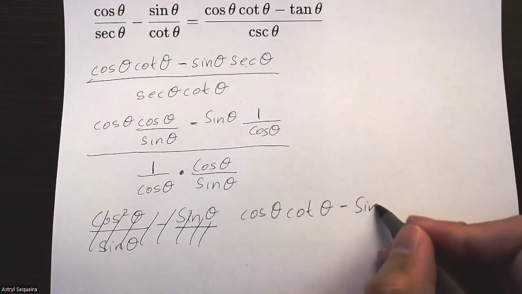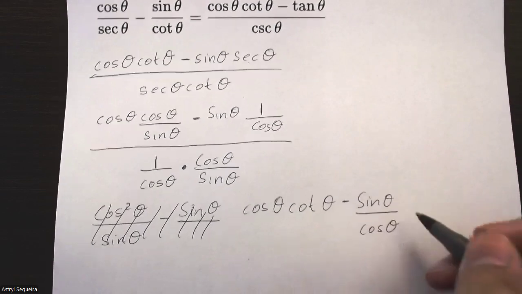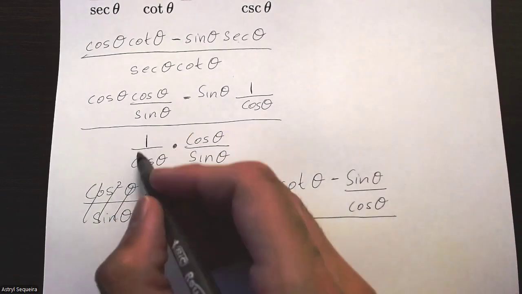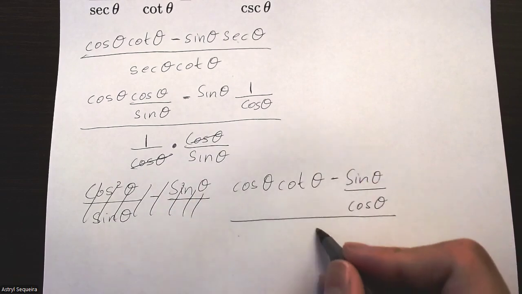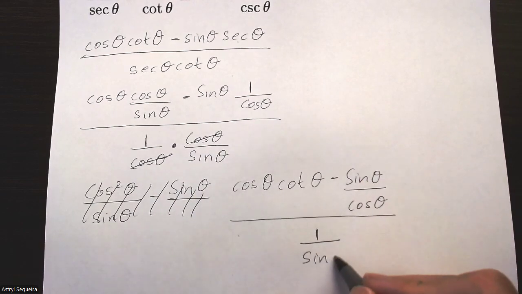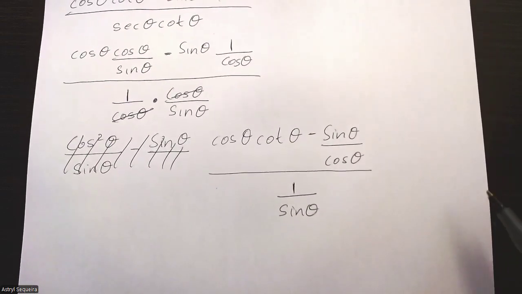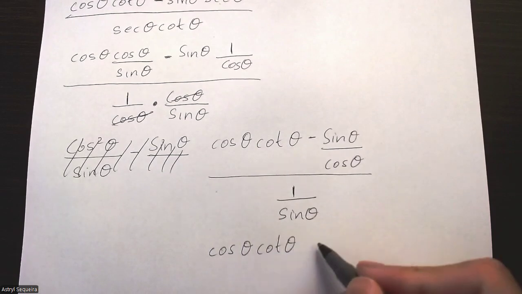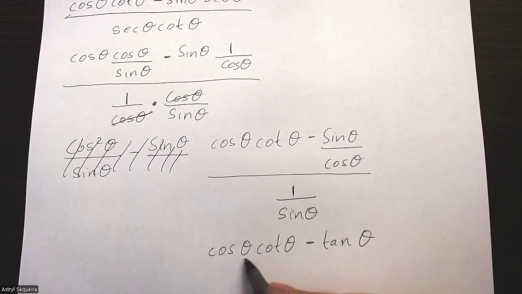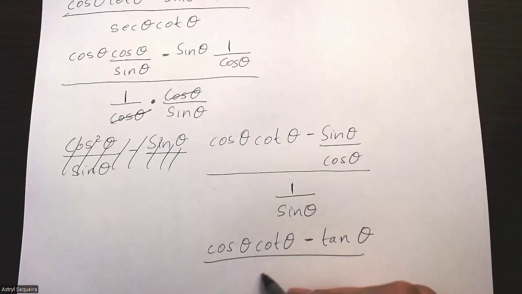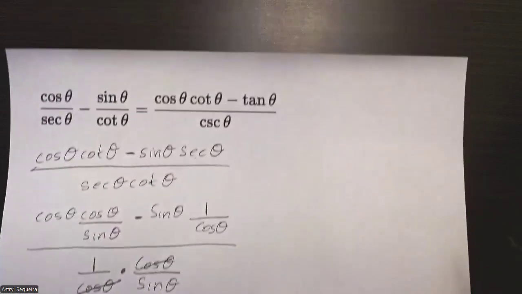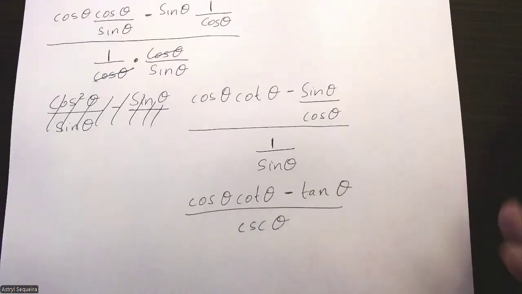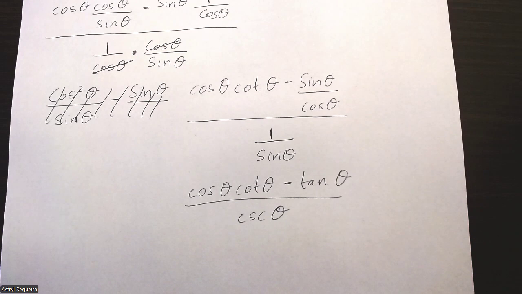This will become sine theta over cos theta. And then in the denominator, cos and cos just cancel, and I'm left with 1 over sine theta. And then last step, sine over cos is just tan theta. And 1 over sine is just cosec theta. And then it matches the other side exactly. So this one was a lot easier than I expected. The main thing was to work with the left side of the question.